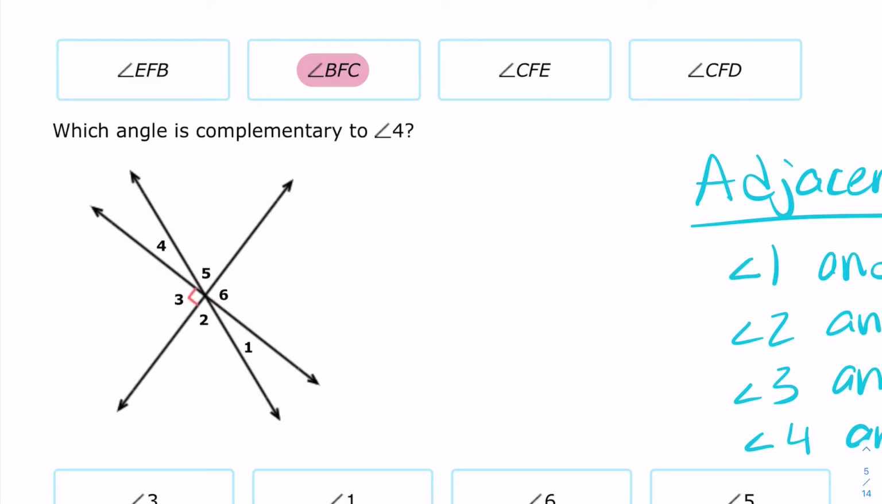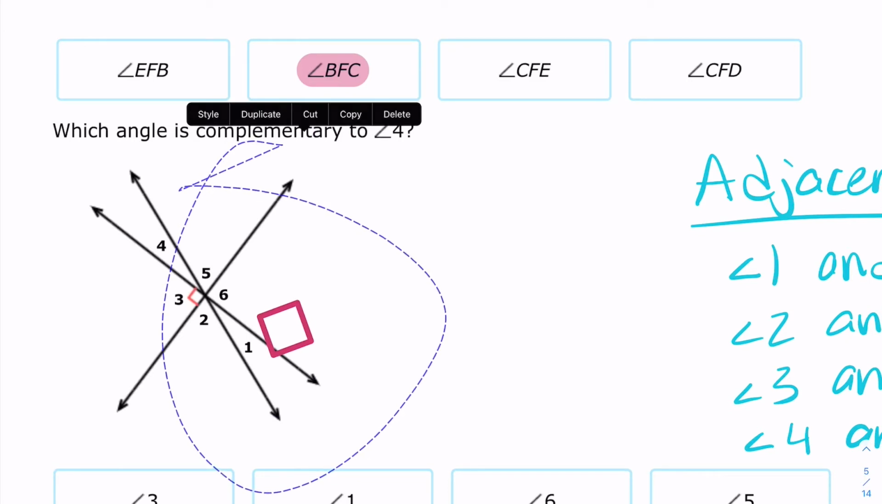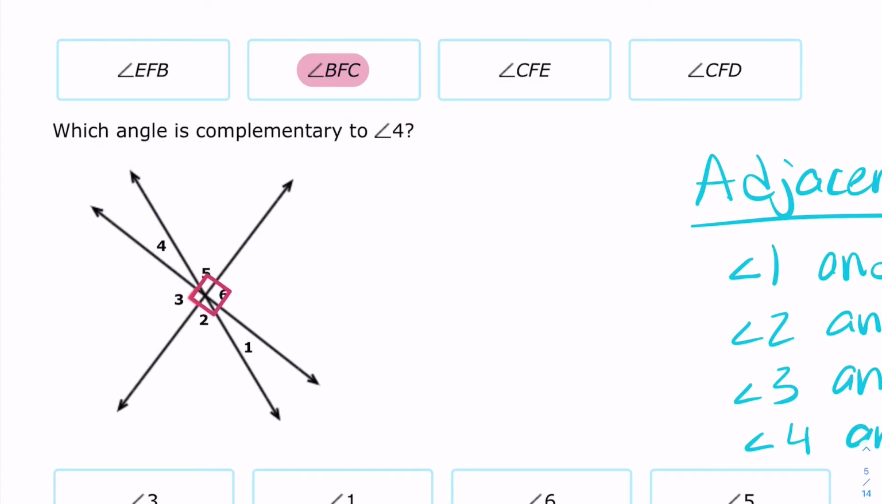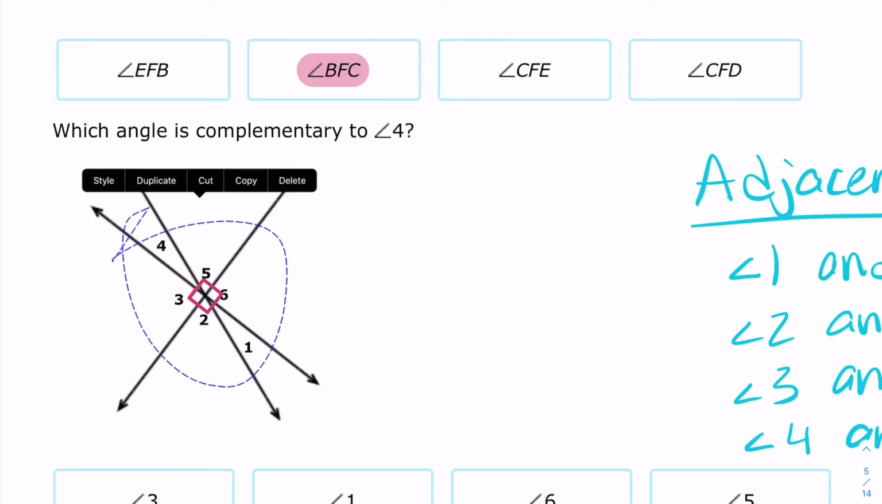It does not want me putting in a right angle, but I'm going to do it anyway. Let's see if I can do that. Boom. Nope, doesn't like that. Does not like me moving it around. There we go. Four right angles.